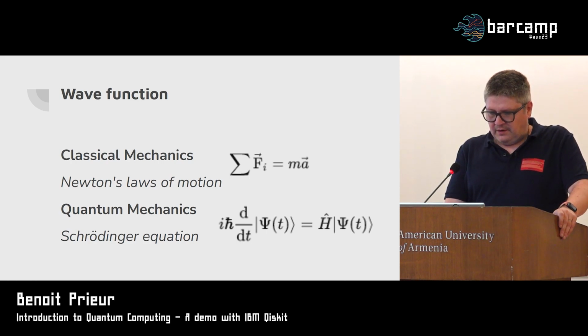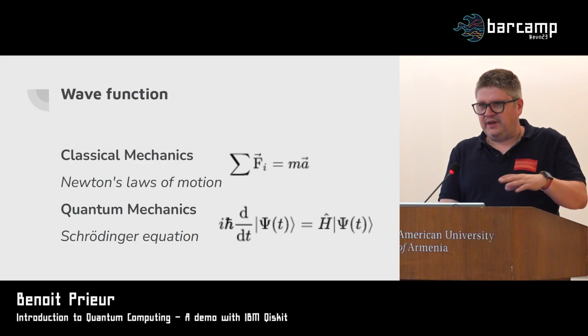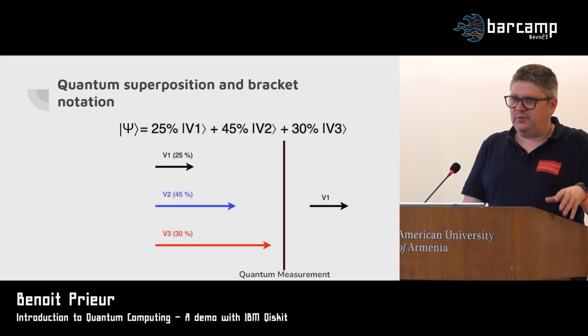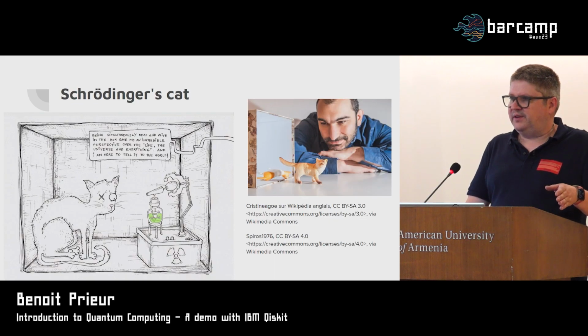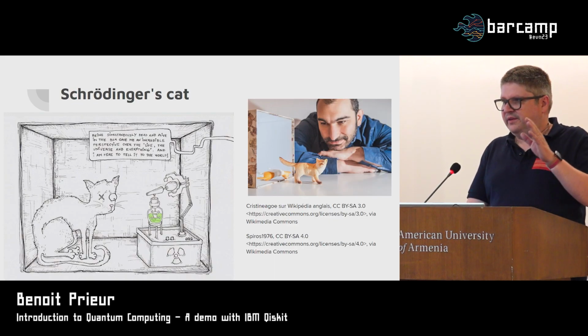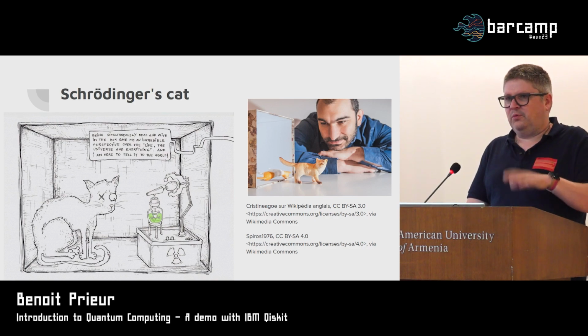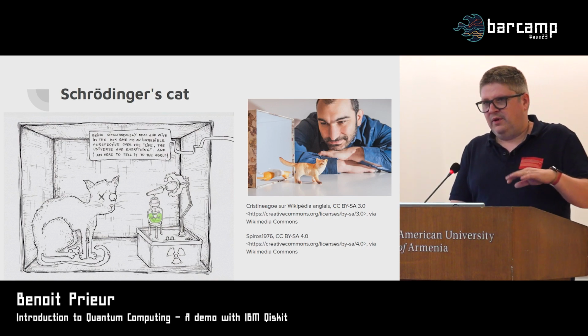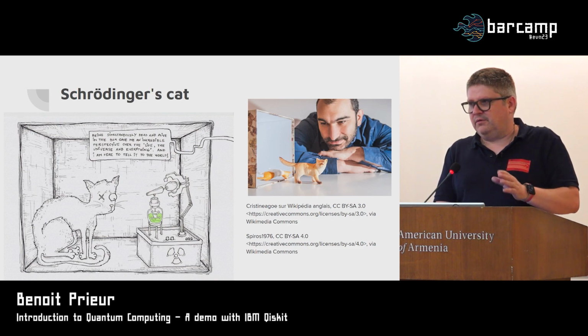So we have that Schrödinger's cat, superposition in the quantum world. We can interrupt superposition with a measure, and when there is a measure, we are in the real world. We cannot be both dead and alive. It's one of them.